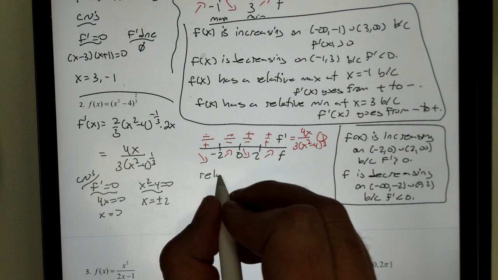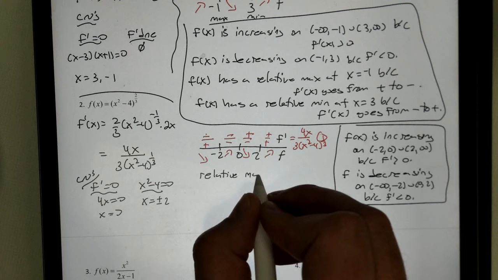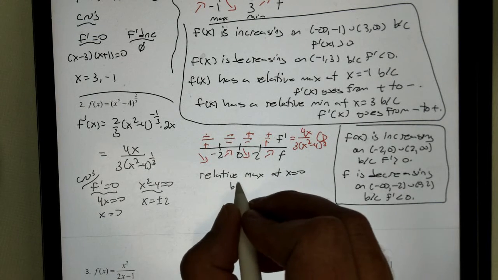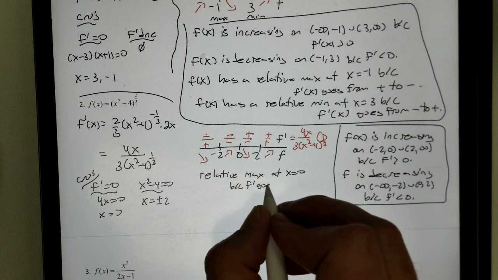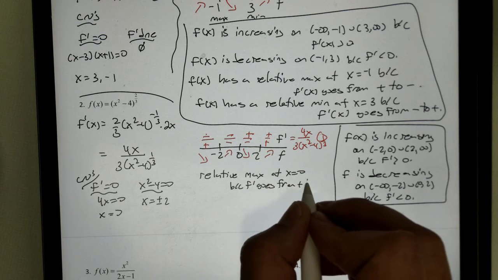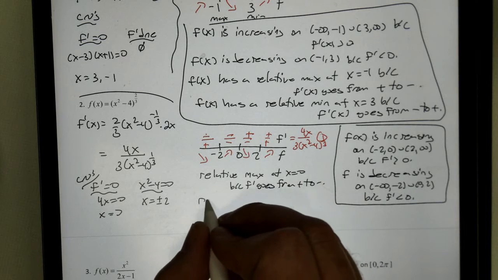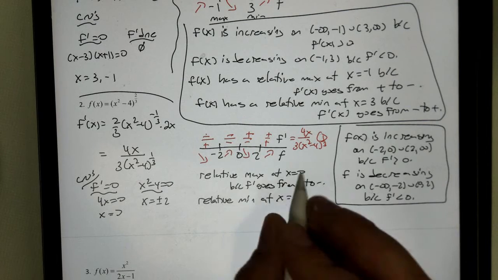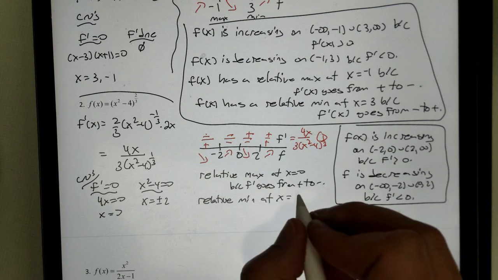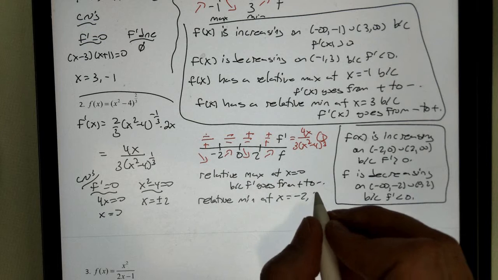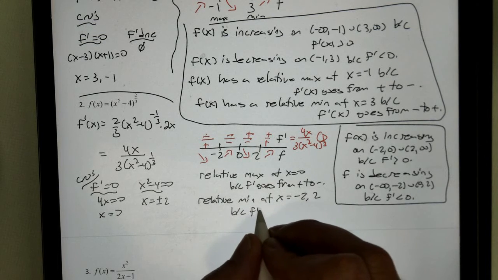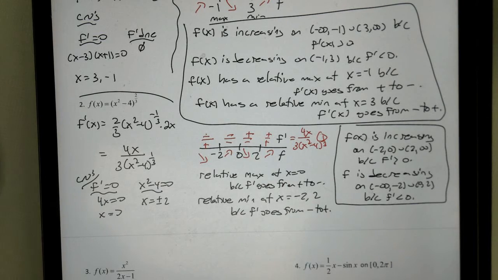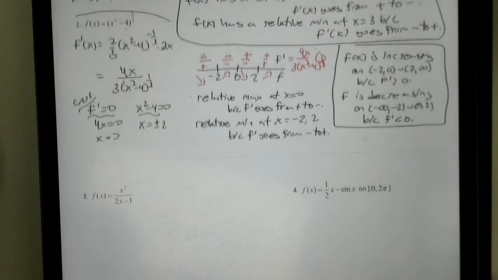There is a relative max at x equals 0 because the derivative goes from positive to negative, and there is a relative minimum at x equals negative 2 and x equals 2. There's 2 of them. We're going down and up at negative 2, down and up at 2, because the derivative goes from negative to positive. See how much fun this is?